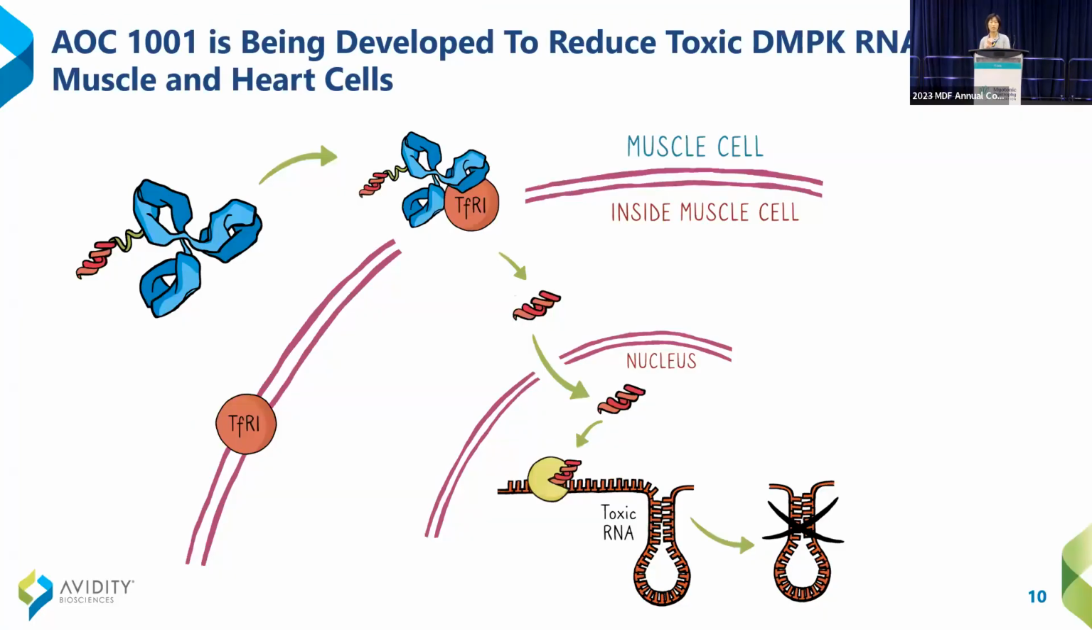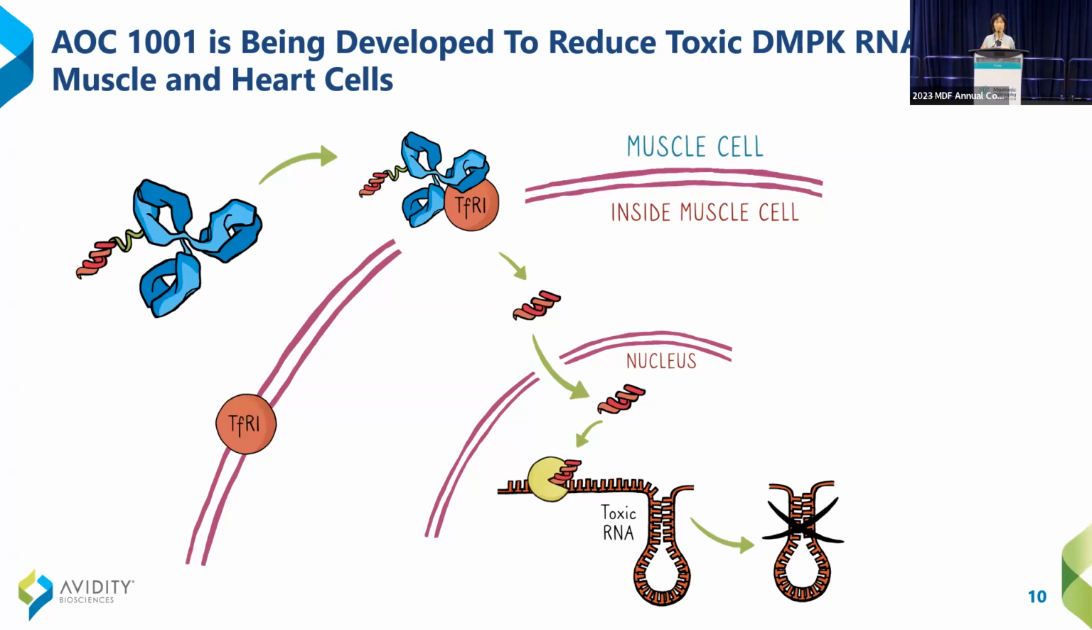As Dr. Johnson and Berglund said, DM1 is caused by a mutation that leads to an accumulation of toxic DMPK mRNA. So Avidity's strategy is to figure out a way to decrease that toxic RNA. The way we're doing it is through this product that we have developed from bench side now to bedside in the clinic. It's called AOC1001. AOC stands for antibody oligonucleotide conjugate. And the way it works is shown on this slide.